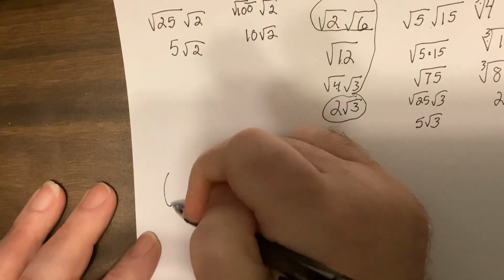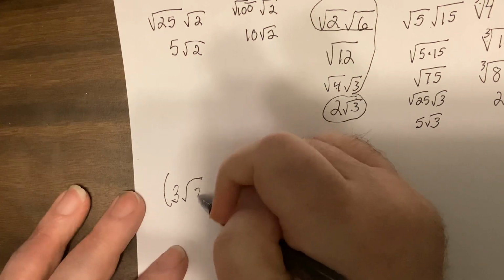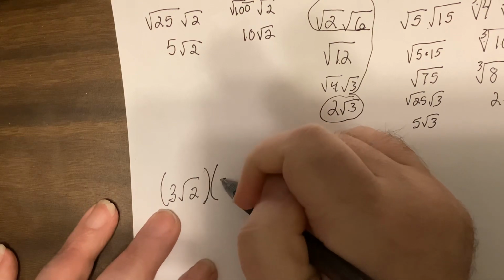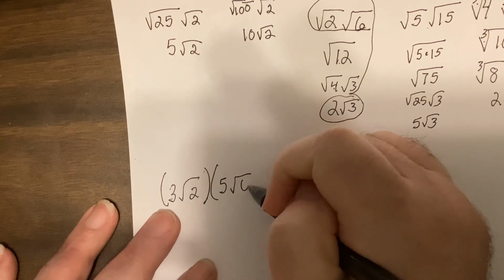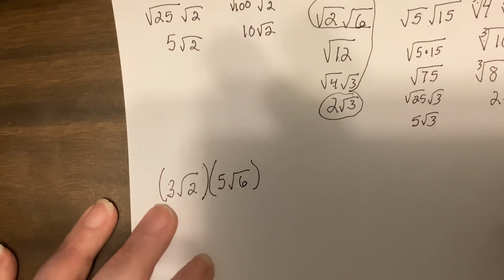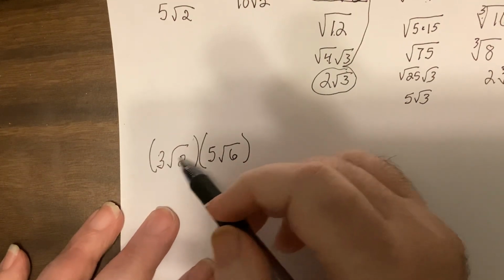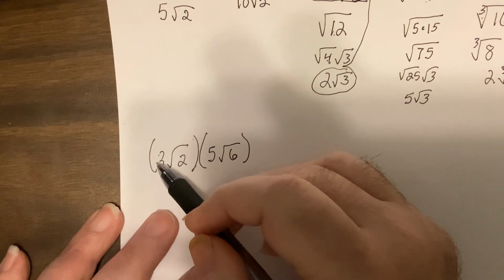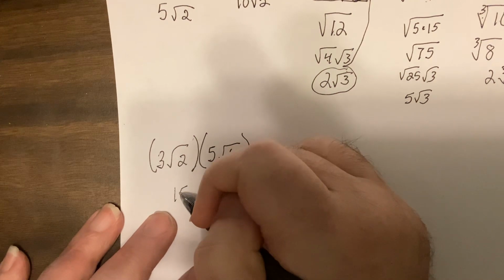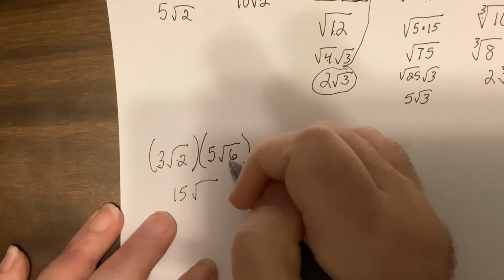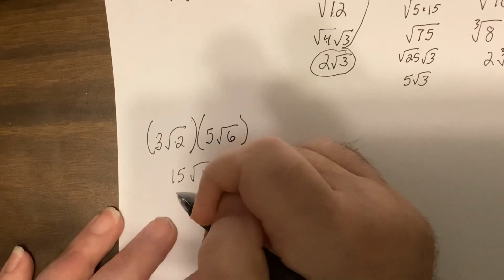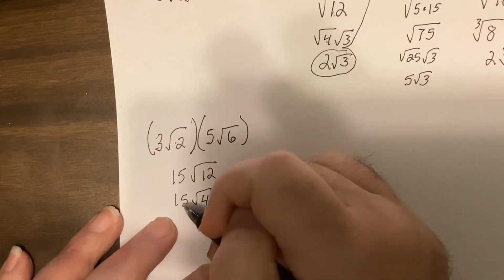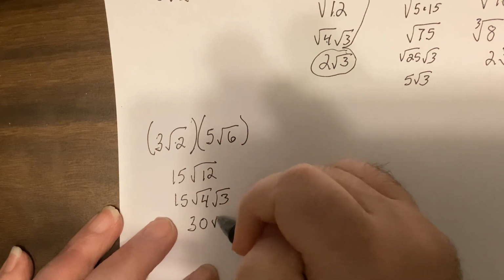So if I had 3 square root of 2 times 5 square root of 6. Now, this is not foiling because there's not pluses or minuses in between the terms. So you'd have 3 times 5 is 15 times square root of 2 times 6 is 12. So it'd be 15 times square root of 4 times square root of 3. 15 times 2 is 30, square root of 3.